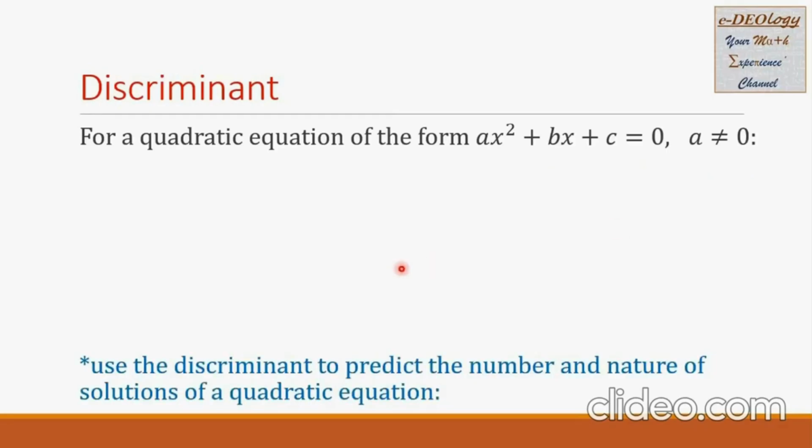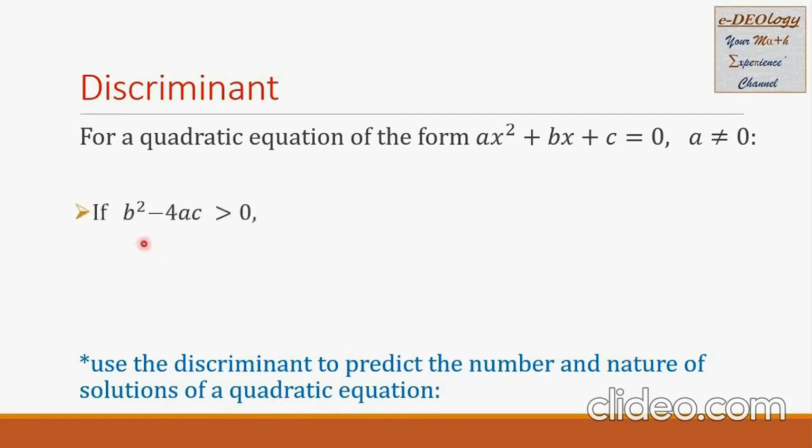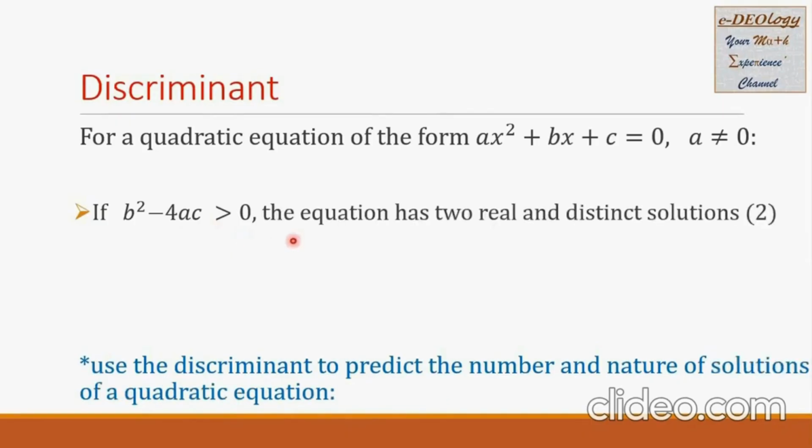we are going to use the discriminant to predict the number and nature of solutions of a quadratic equation. If the discriminant b squared minus 4ac is greater than 0, it means the discriminant is positive. The equation has two real numbers and distinct solutions. Or we can say that there are two answers, and these two answers are real numbers.